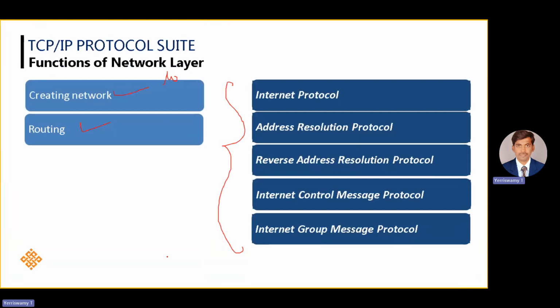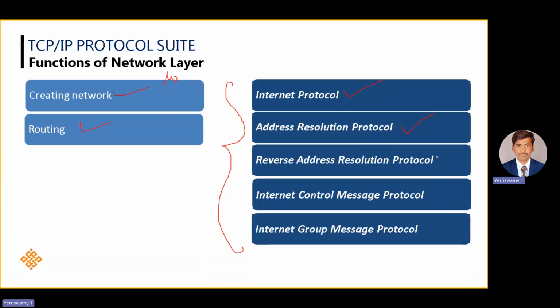Which standard protocols do we have in the network layer? The first one is Internet Protocol, that is IP. Next we have Address Resolution Protocol, ARP. ARP is responsible for finding the MAC address whenever we have an IP address.